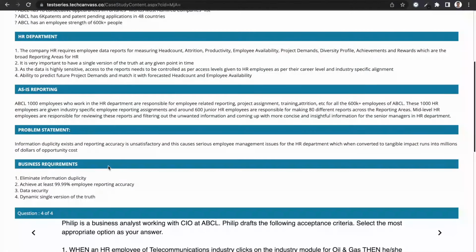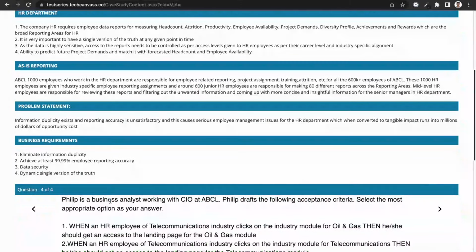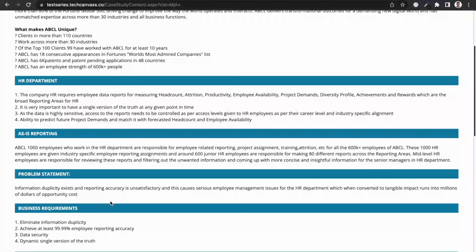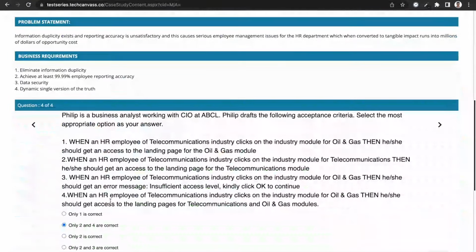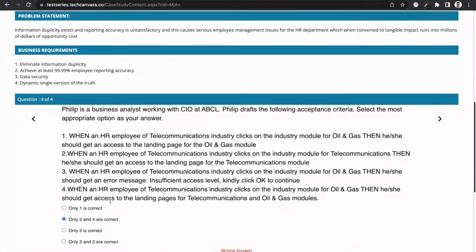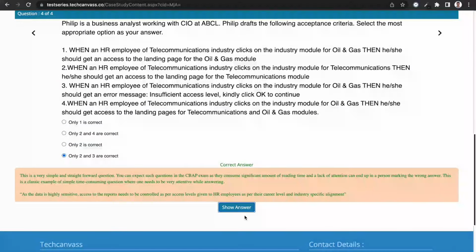Again, these case studies will give you a lot of information. Sometimes you may have to go back to the case study in case a question is asking about specific data or a specific person. But it gives you the context to answer the questions which are based on this case study. So here is the explanation for it as well.